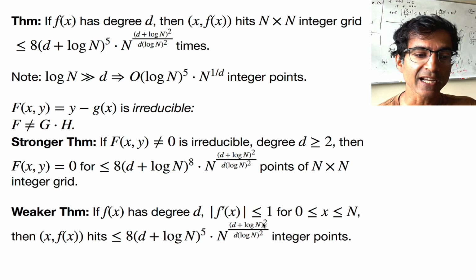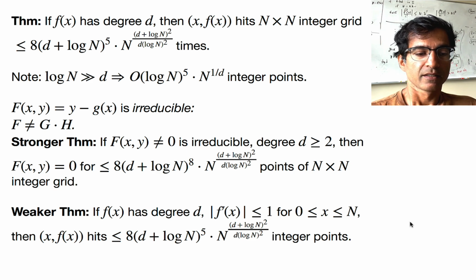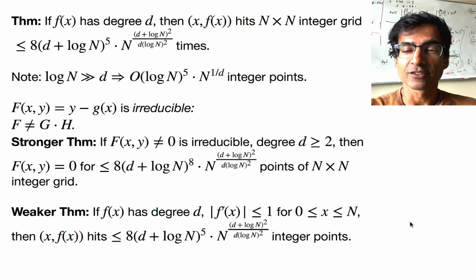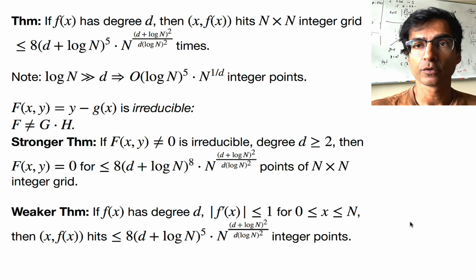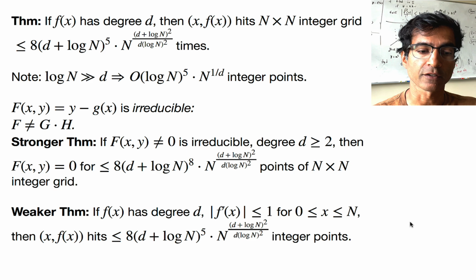Then for such an f, I'll prove that the number of integer points of the type x, f of x in this interval is bounded by this expression. Okay. This is the same kind of expression we had here. All right, so those are the theorems that I'm going to prove, and most of the time I'll spend proving the weaker version of the theorem.